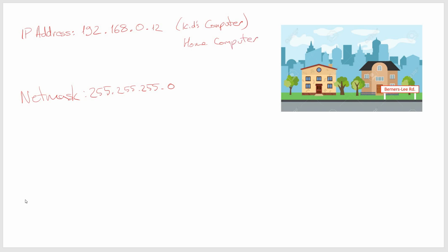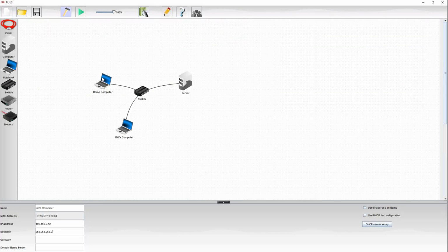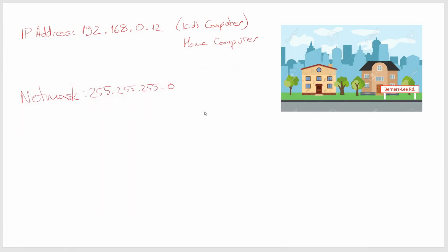Now let's have a look at the IP address for the home computer. If we go back to Filius and click on the home computer, we can see that the IP address is pretty much the same except this last number. Now I invite you to think about why that is before I give you the answer. While I'm writing this IP address, think about why that last number has to be different, and when I give you the answer, you can assess yourself to see if you got it right or not.